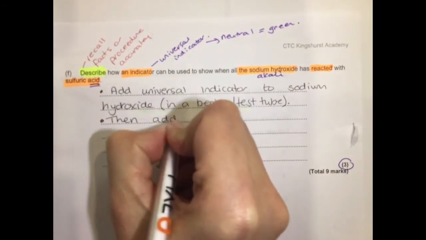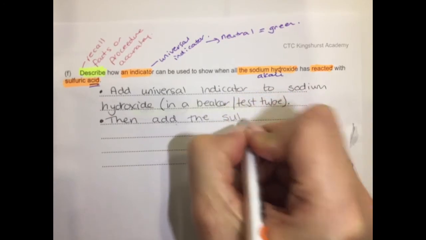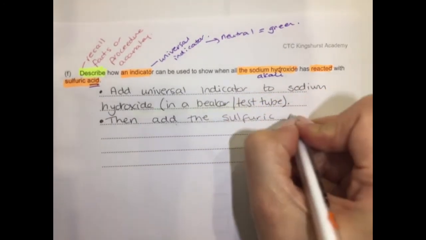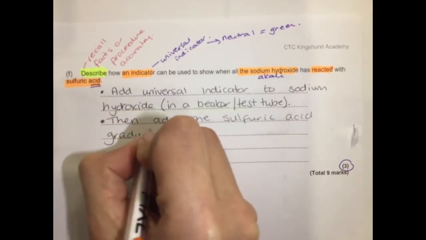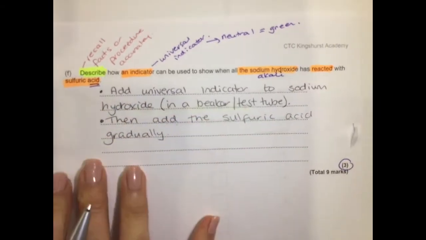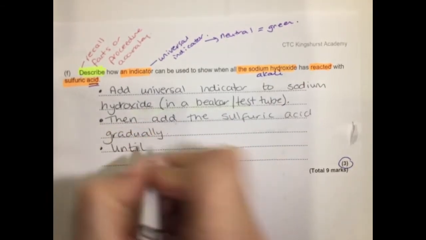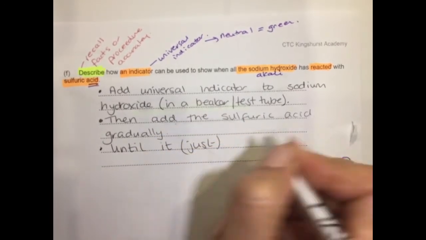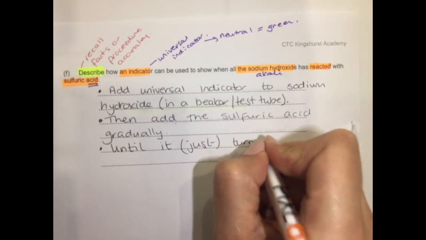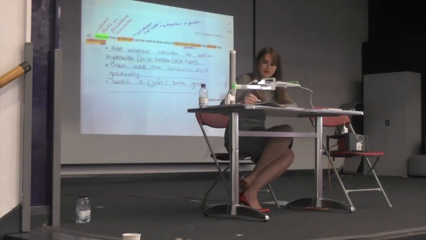Then add, and we've been told what the name is, the sulfuric acid. Gradually. And then the final point is until it just turns green. You don't have to put just. And you'll know it's pH 7 when it's green.